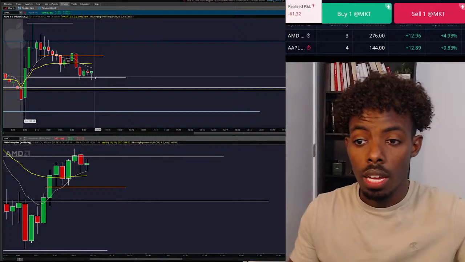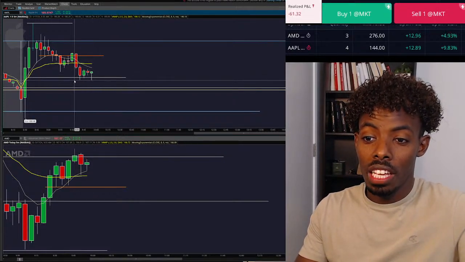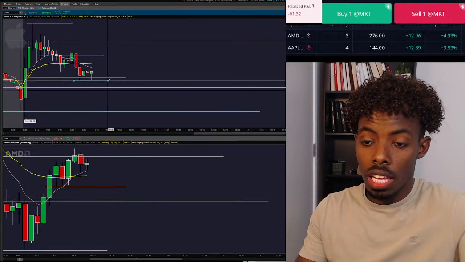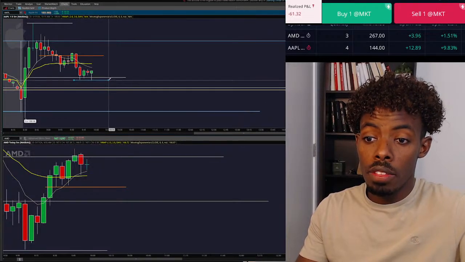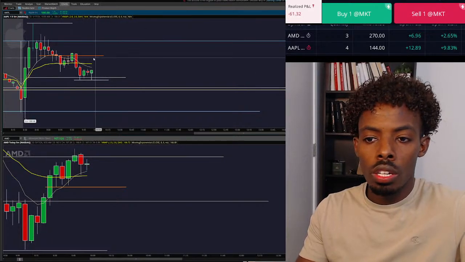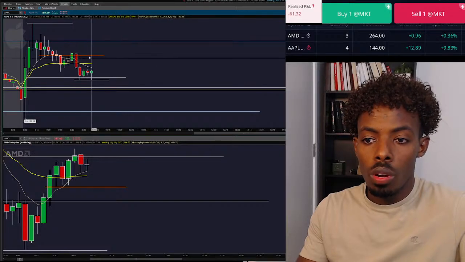Okay. Yeah, Apple failed to break it. It wanted to break it and just came right back up. So Apple either breaks this level and goes down, or it goes right above the VWAP and reverses. There's literally no other option for Apple.